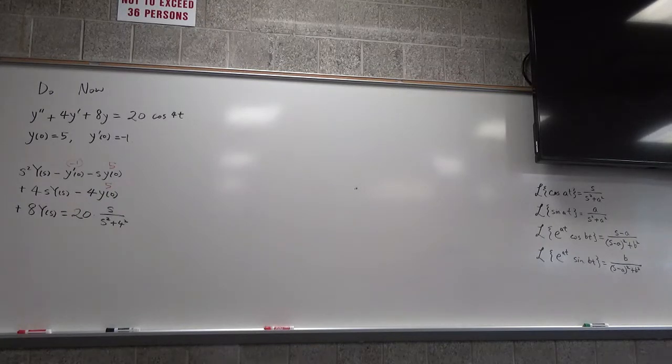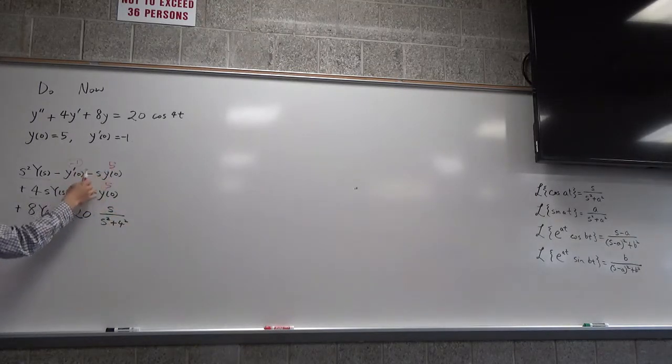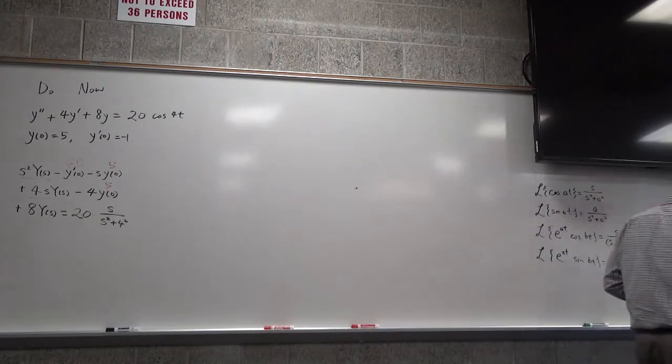And then, since your goal is to solve for Y of s, we're going to put these together. These, I'm going to factor the Y of s, but the other ones, I'm going to move to the other side. Now, -4 times 5 is -20. Negative of -1 is +1. 1 minus 20 is -19, which will become +19 if you move to the other side. -5s, if you move to the other side, is going to be +5s.